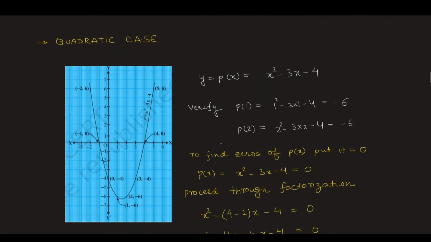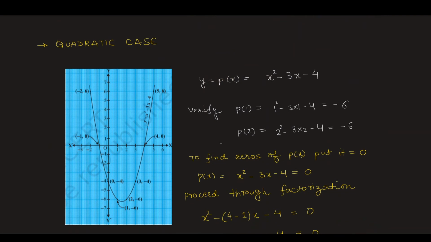Now we move on to the second case, that is the quadratic case. Suppose we have a polynomial x square minus 3x minus 4. This is quadratic because its degree is 2. This is the graph of x square minus 3x minus 4, that is y is equal to this thing.